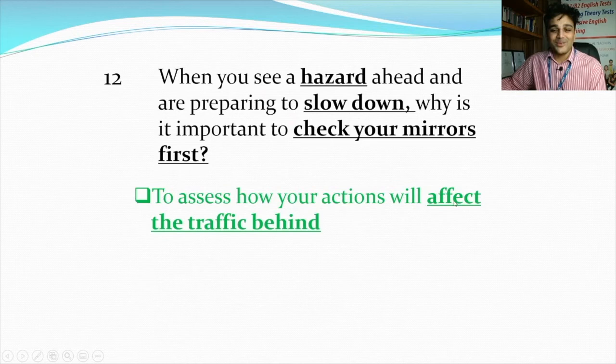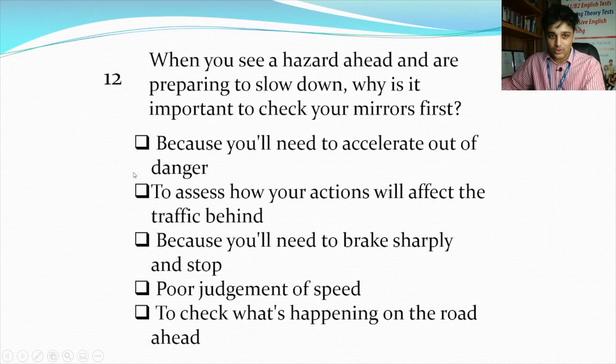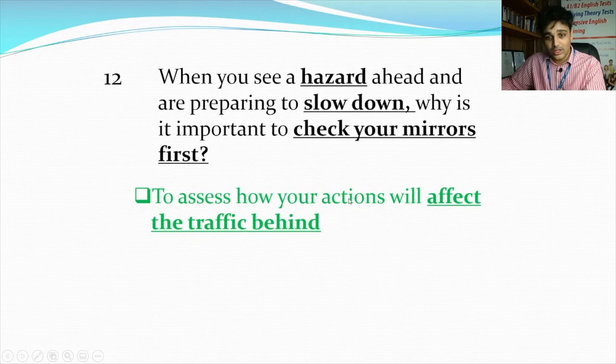So you see a hazard, you slow down, you check your mirrors to see how it affects the traffic behind. Do you see how these keywords are what you need to learn? When you come across this in your exam, a lot of students panic and say, oh, there's a lot of answers. No, just focus on these keywords. I promise you guys, you're going to enjoy the exam a lot more if you do it this way.